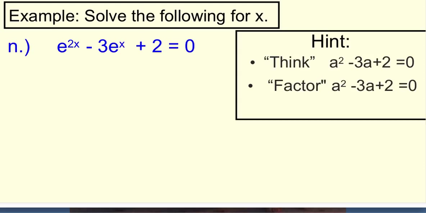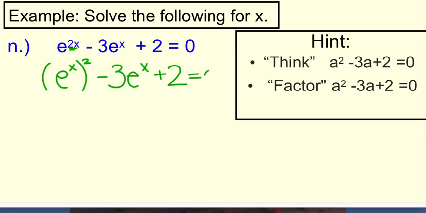Last example, e raised to the 2x minus 3 e raised to the x plus 2 equals 0. I'm going to ignore the box for right now. I'm going to go ahead and change this to e, and now notice that you have two x's. So that's the same thing as e to the x times e to the x. There's two of them. And then minus 3 e to the x plus 2. Now here's where I'm going to come over to this box. If I think of this as a quadratic equation, so I have a squared minus 3a plus 2.